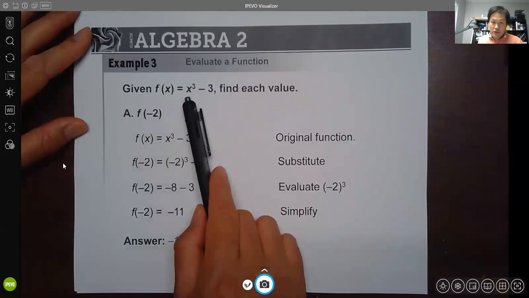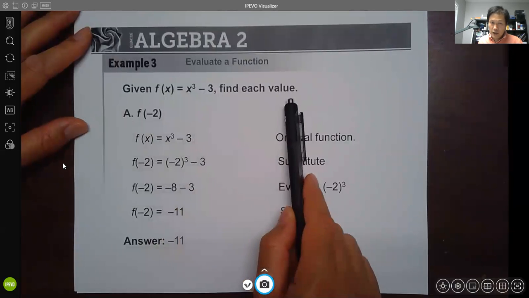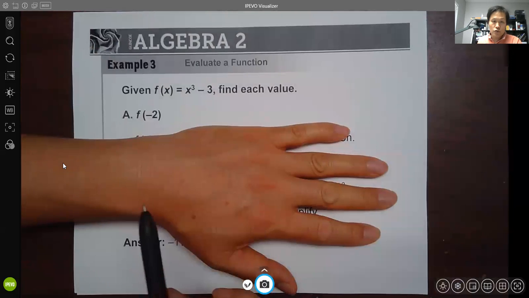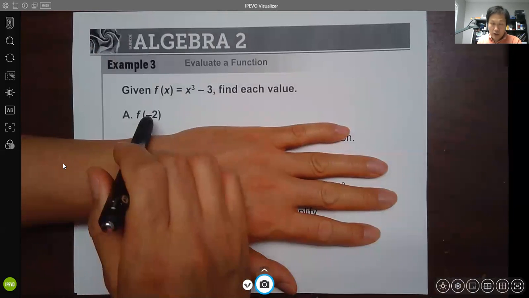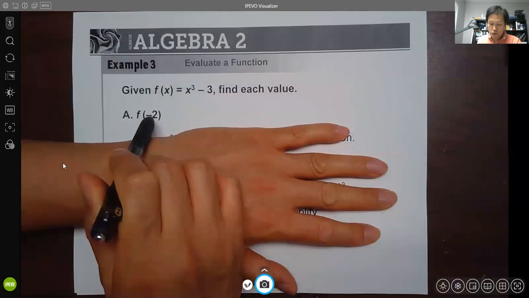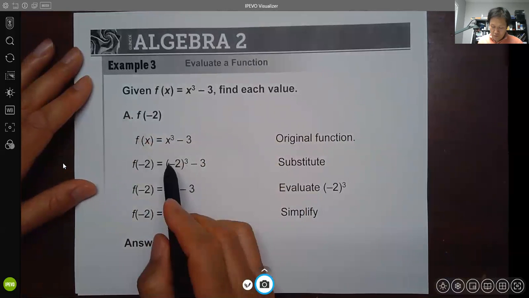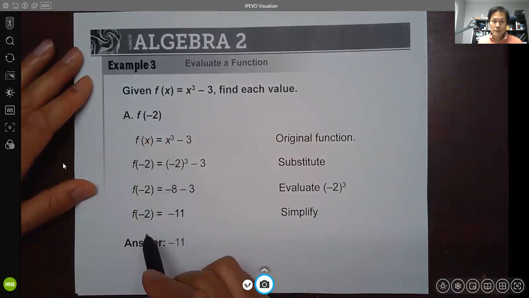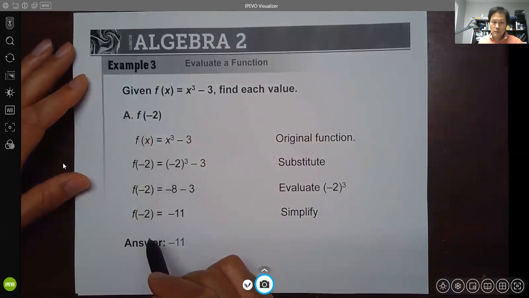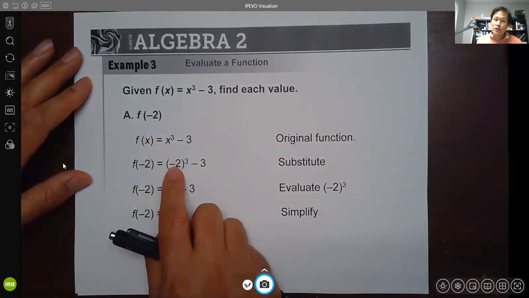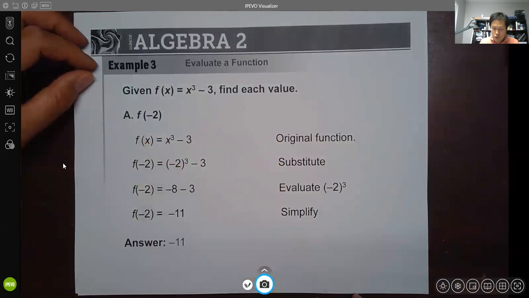Given f of x equal to x cubed minus 3, find its value. So this is a question. F of minus 2. What do you do? You plug in the x value as minus 2. Please be careful with the parentheses. If you don't put parentheses, sometimes you'll get the wrong answer. So that's why I ask you to put the parentheses and just evaluate this value. That's the final answer.